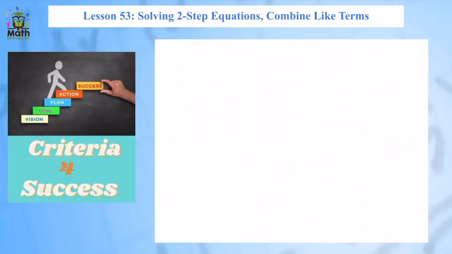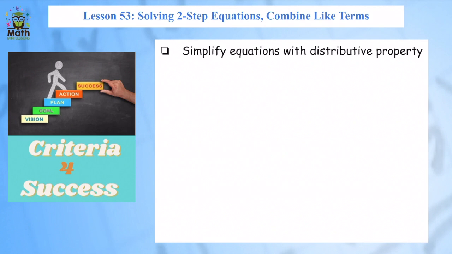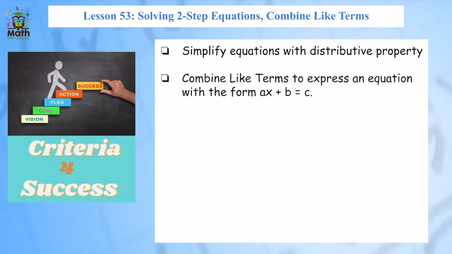Welcome back, Math Marbles. This is lesson 53 where we're solving two-step equations, but in this one we're going to actually have to combine like terms before we get it into that ax plus b equals c form. So watch and look out for simplifying equations with the distributive property. When you see a term outside of parentheses, know that we have to distribute, and look out for combining like terms.